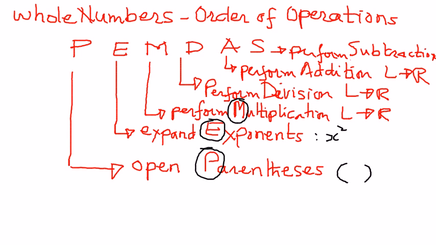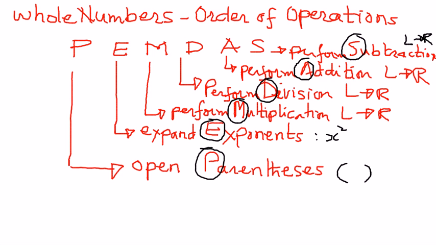And then the other operation we want to perform is the division, from left of the equation to the right of the equation. The next operation is the addition, performed from left to right. And the last operation is the subtraction, also performed from left to right. So PEMDAS is an easy to remember process to be able to perform the order of operations.